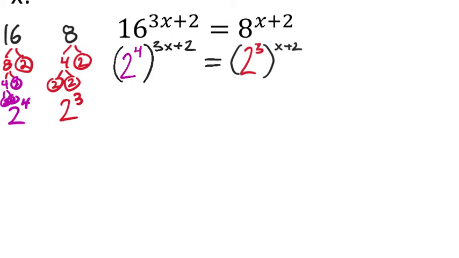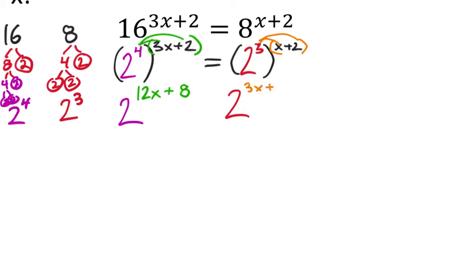Okay, so that means I'm going to distribute the 4 into this. You could put parentheses around there if you'd like. But then you'd have 4 times 3x's, which is 12x's, and 4 times positive 2, which is positive 8. Of course, we still got the base 2. And then on the right side, we're keeping the base the same, but I'm distributing the 3 into, again, what would be parentheses there. 3 times x would be 3x, and 3 times 2 is positive 6. Okay, so these two are equal.